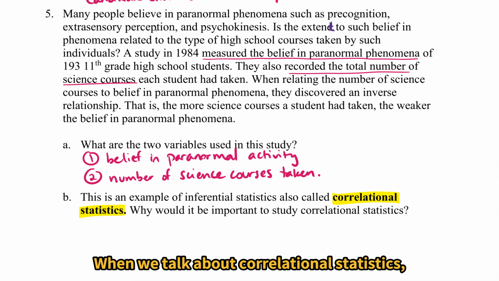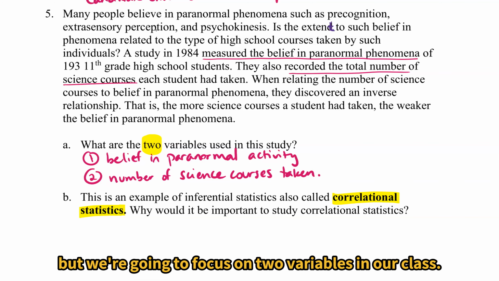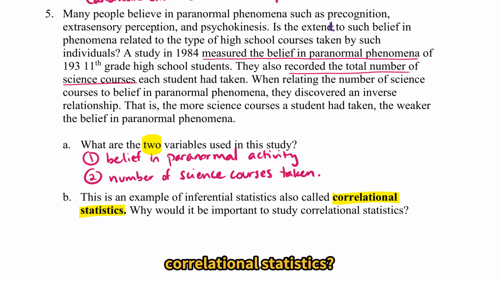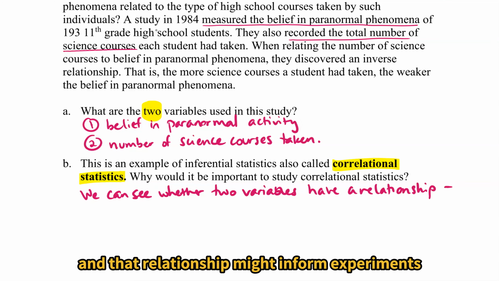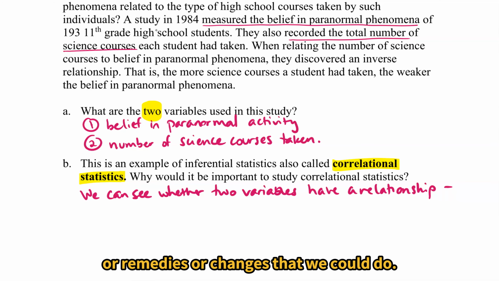When we talk about correlational statistics, we're looking at two variables, or possibly more, but we're going to focus on two variables in our class. Why would it be important to study correlational statistics? Well, we can see if two variables have some relationship between each other. And that relationship might inform experiments to determine a cause and effect, or remedies or changes that we could do.